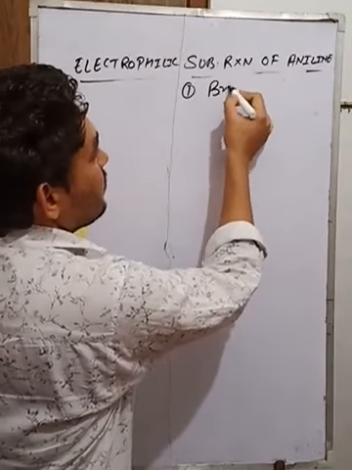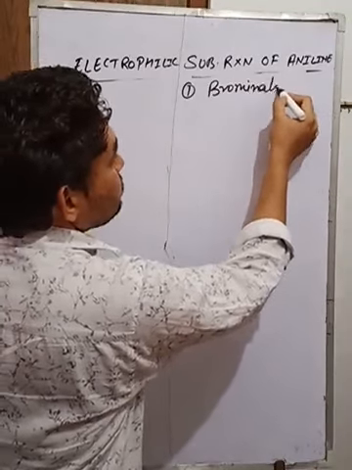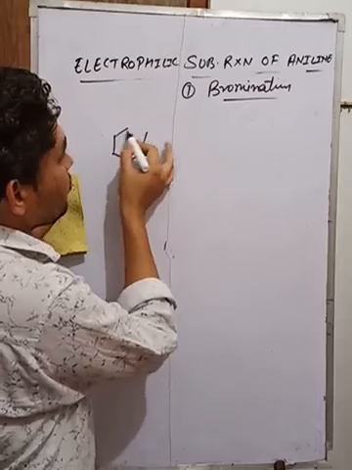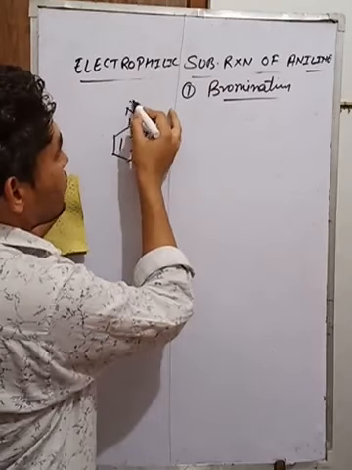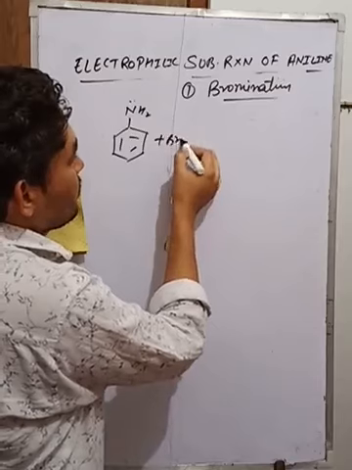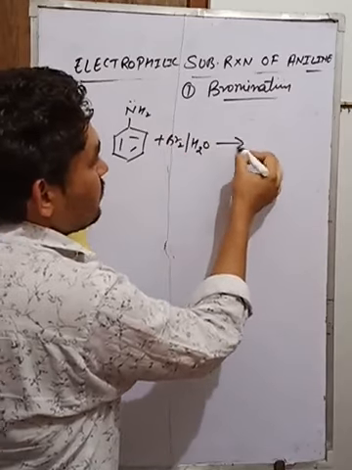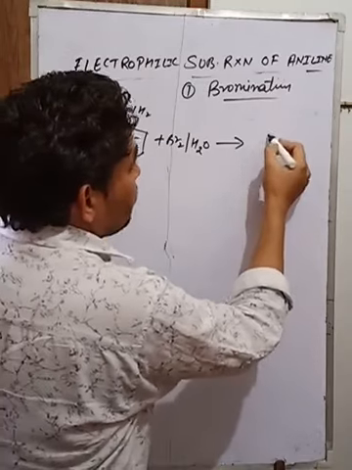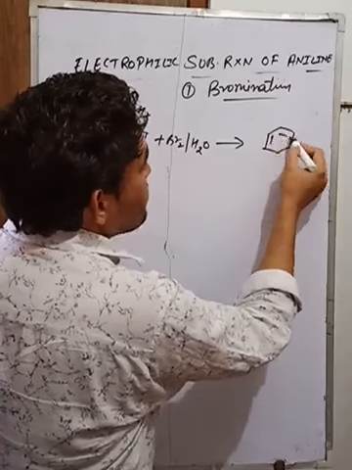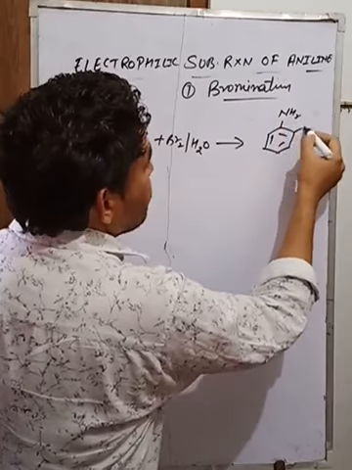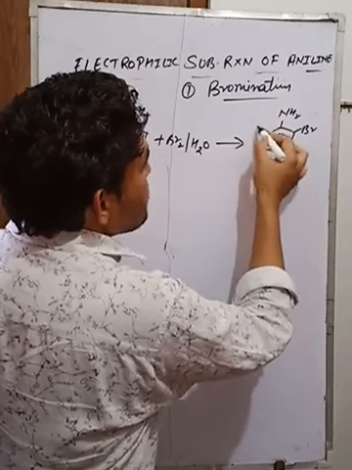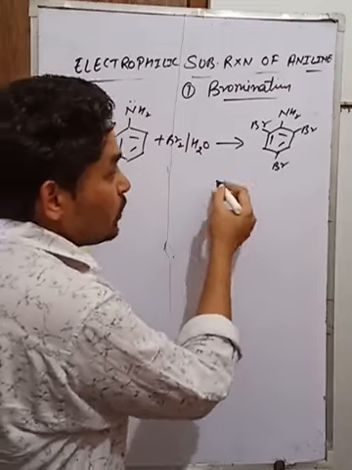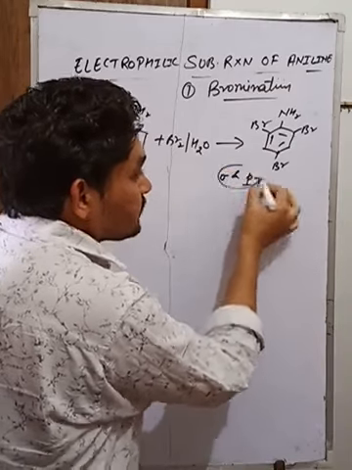Number 1, bromination. Bromination of aniline. When aniline is treated with bromine in a high polarity solvent, say for example water, it forms 2,4,6 tribromoaniline. Here we cannot get ortho and para product separately.